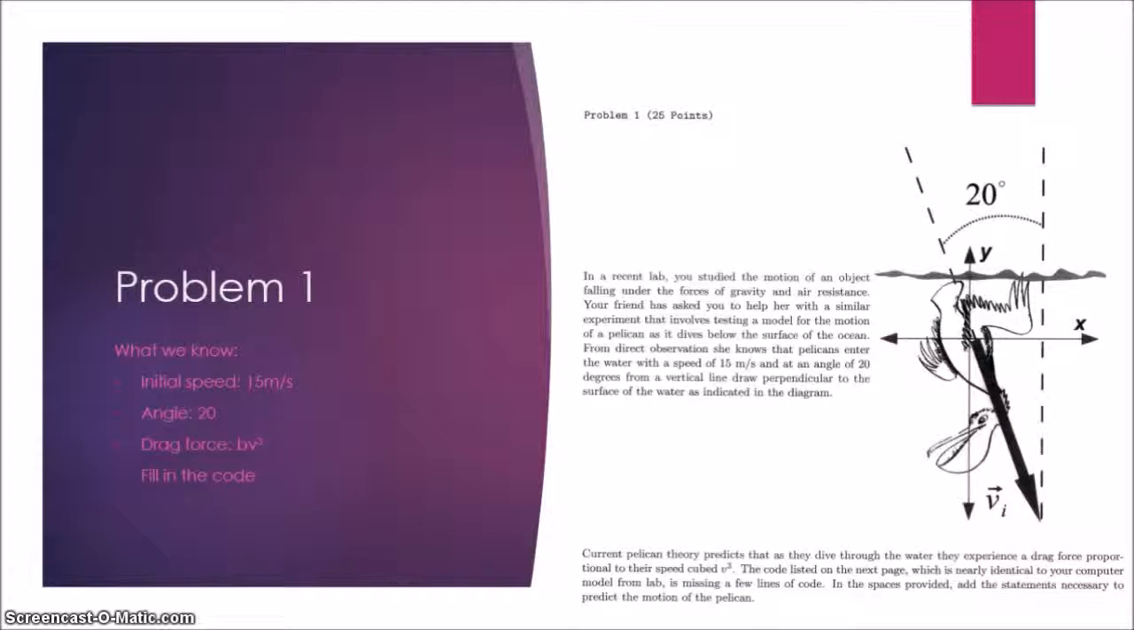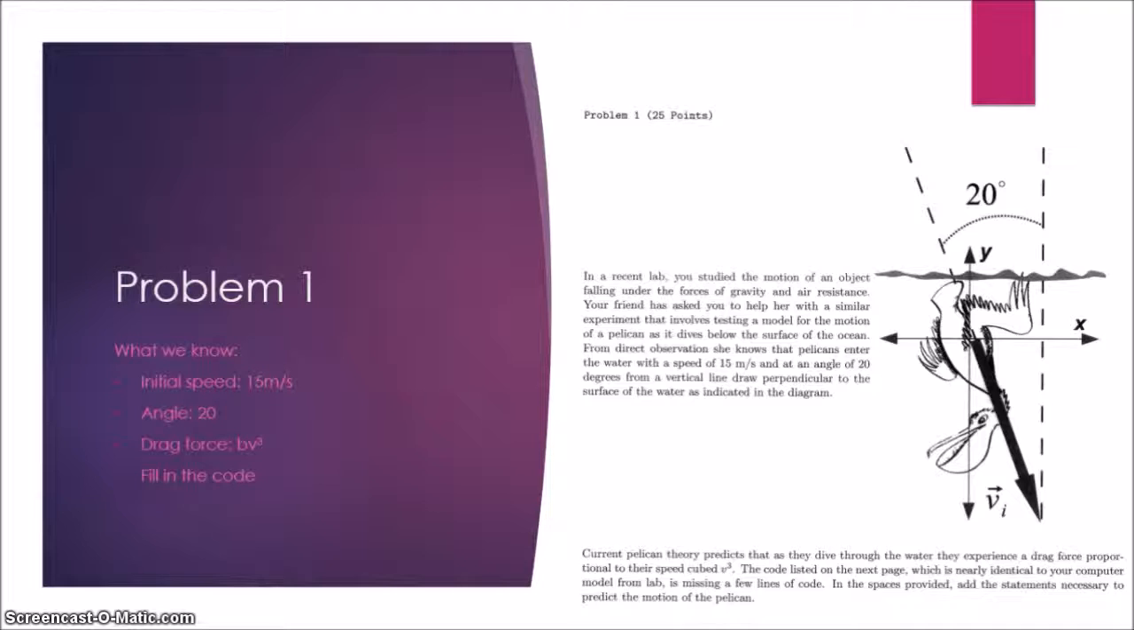So, Problem 1 was a pelican diving into water at a known angle, at a known speed. And so, what we need to do in order to tackle this problem is write code in order to predict the path of the pelican as it moves through the water, through its dive.